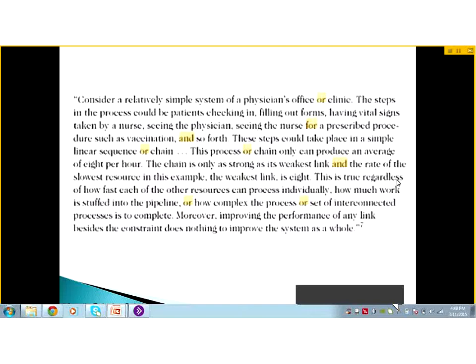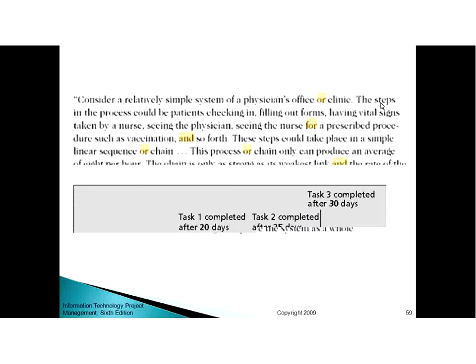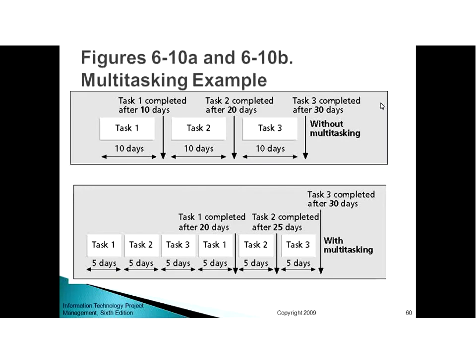Even if the physician is faster, a crowd will accumulate with the nurse. If the person who is checking in or filling out forms for the patient is faster, they will make a queue with the nurse. If the nurse is faster, they'll make a queue with the physician. So the total time will not reduce if any one of the resources starts performing faster. This is the concept behind critical chain.